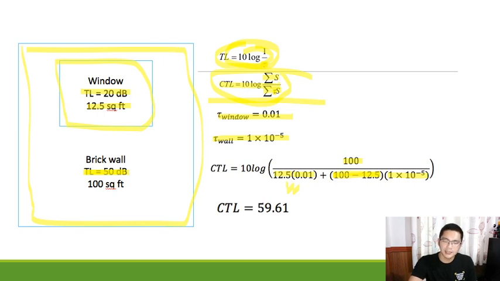We will solve that. Ang answer natin is 59.61. This is in dB. Sorry. Ayan. So, ang answer natin dito is 59.61 dB. Yun. So, that's the end of our chapter in acoustics already.